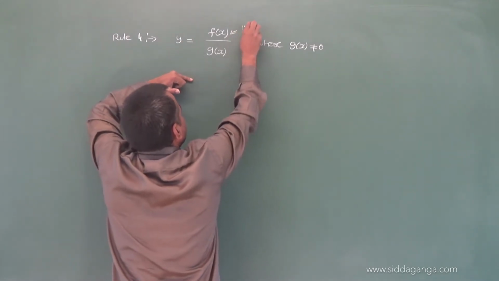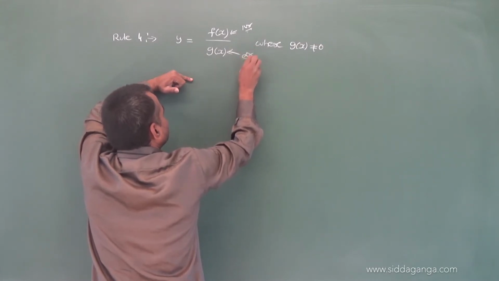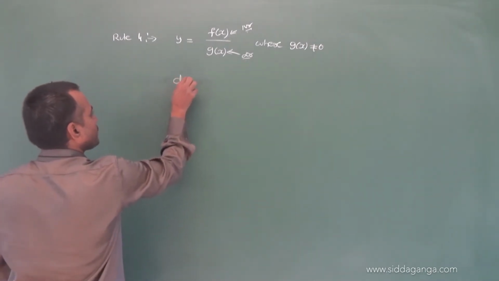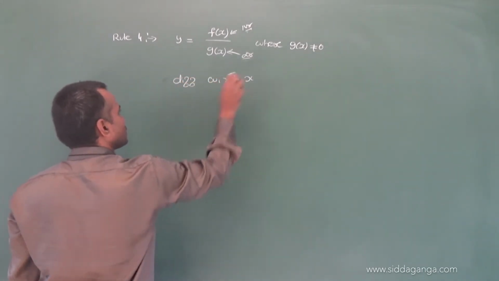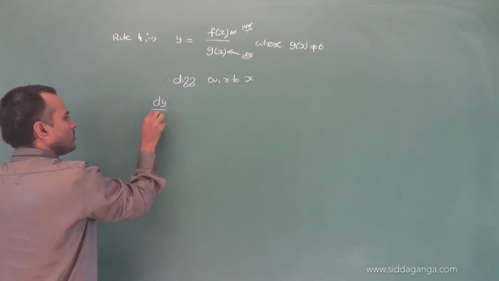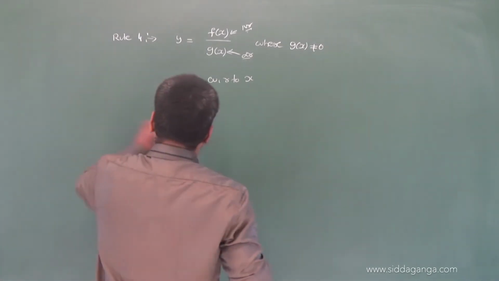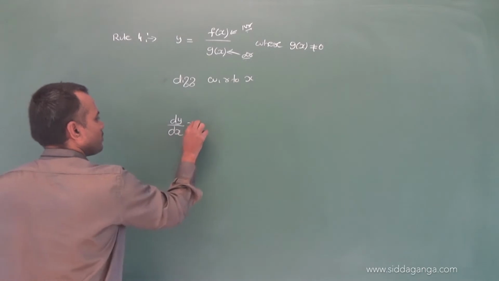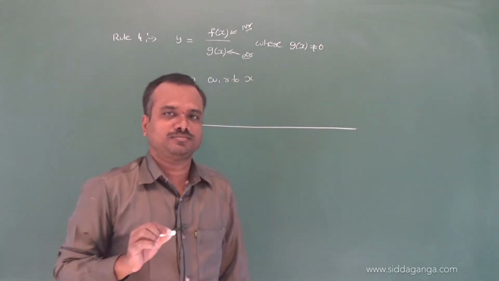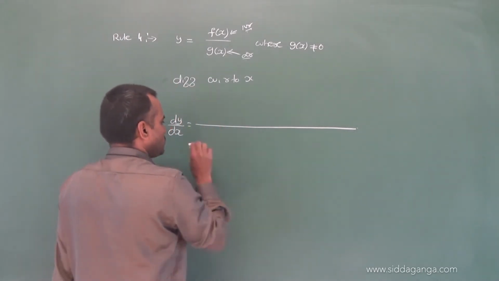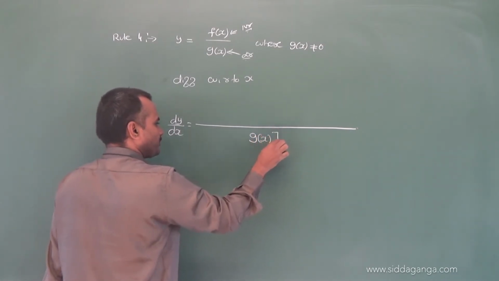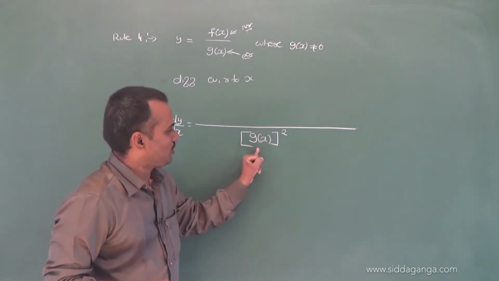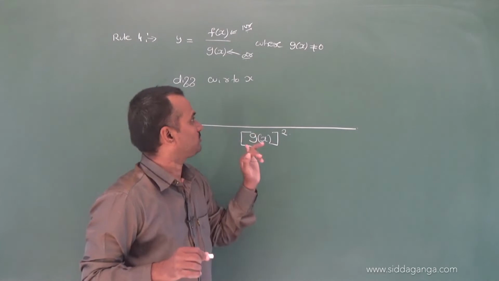So this one, numerator, denominator, correct? Numerator over denominator. Differentiate with respect to x. Everyone knows y with respect to x is dy by dx. How to differentiate for quotient of two functions. Observe here. Firstly, what we do, denominator square. Firstly, observe here. Firstly, what I do? Denominator square. g of x square.